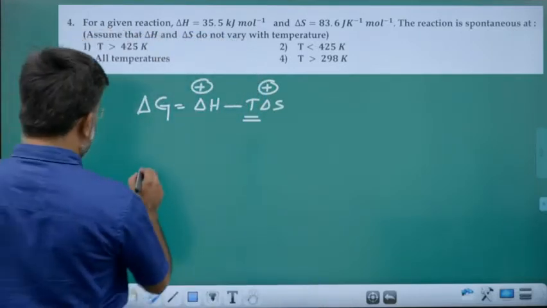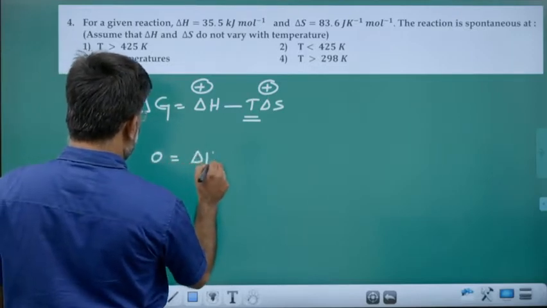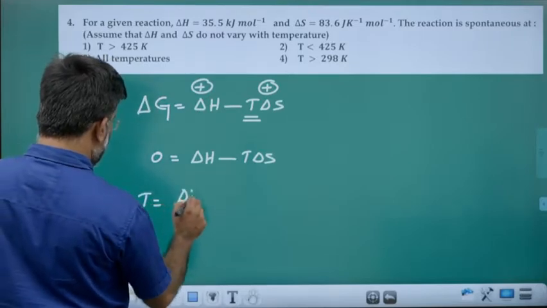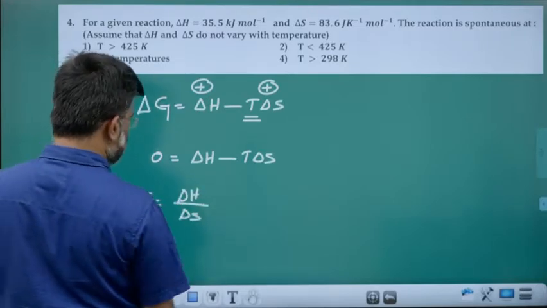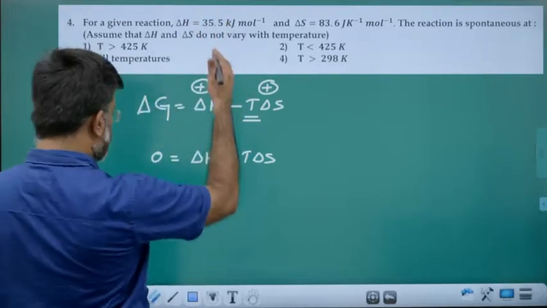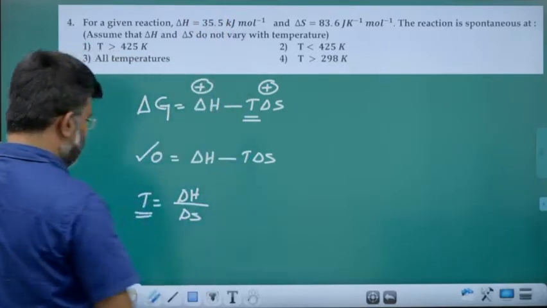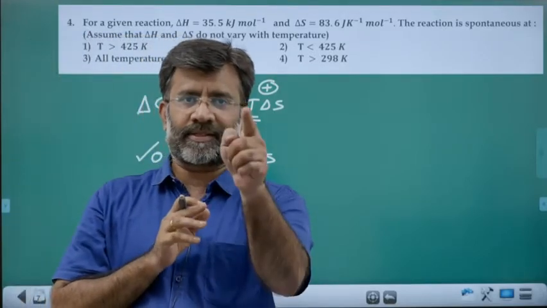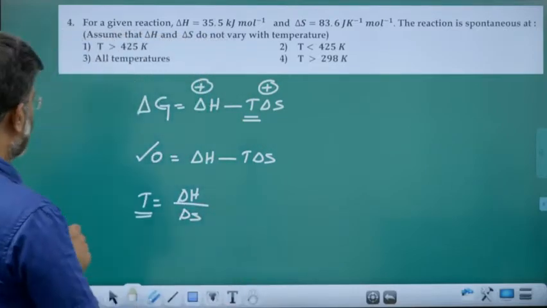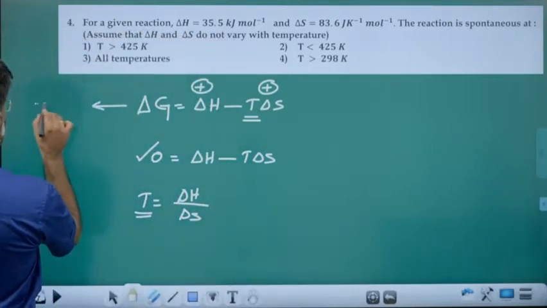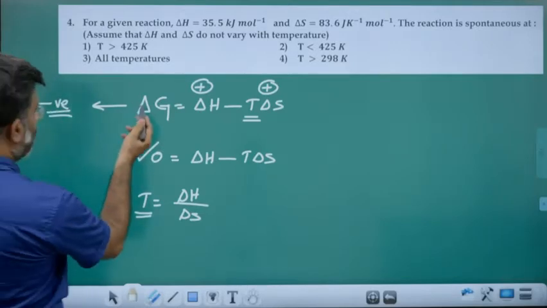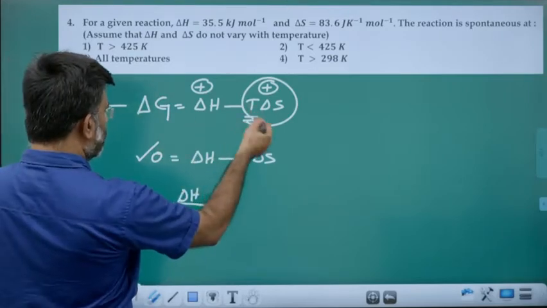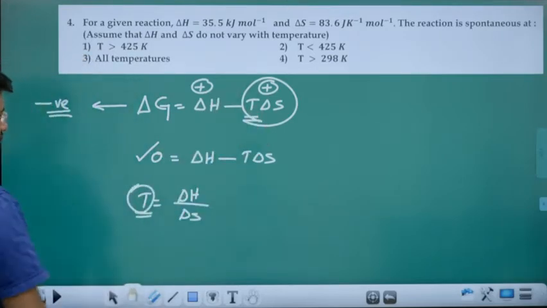So at equilibrium, what do you get? 0 equal to delta H minus T delta S. Therefore, T is equal to delta H by delta S. Delta H given, delta S given, you can get the equilibrium temperature. And at a temperature above the equilibrium temperature, the reaction will be spontaneous. Because for a reaction to be spontaneous, delta G has to be negative, right? And this will be negative when the T delta S term dominates, beyond a certain temperature.